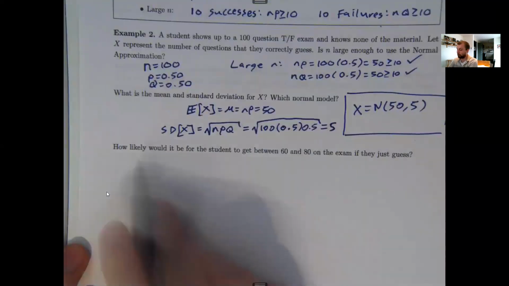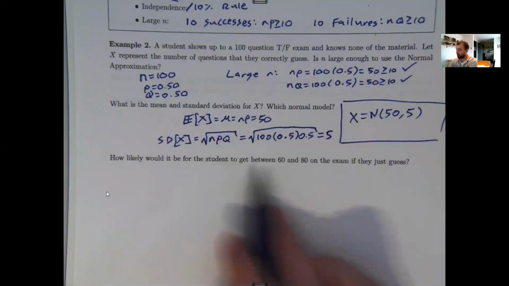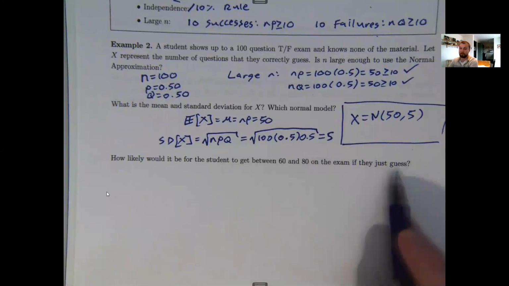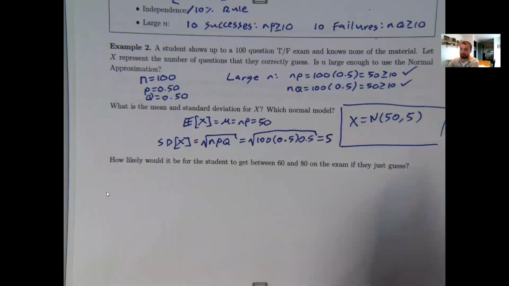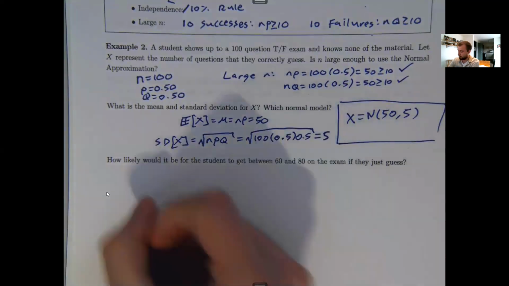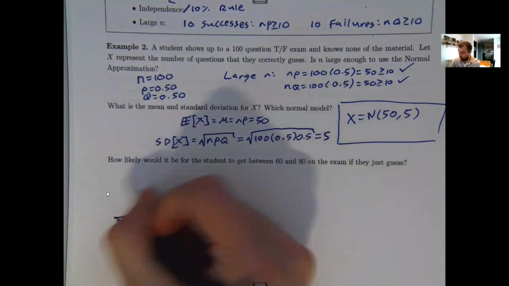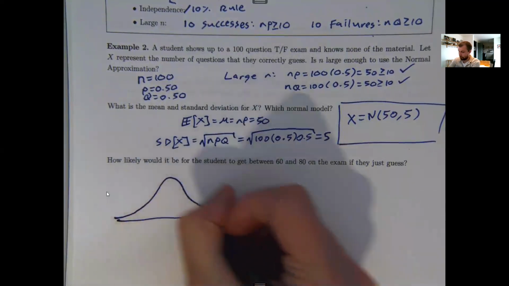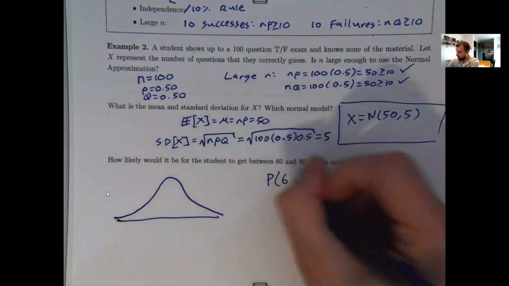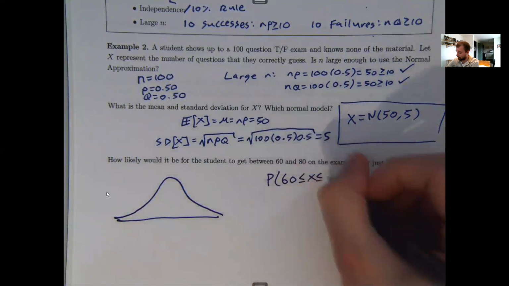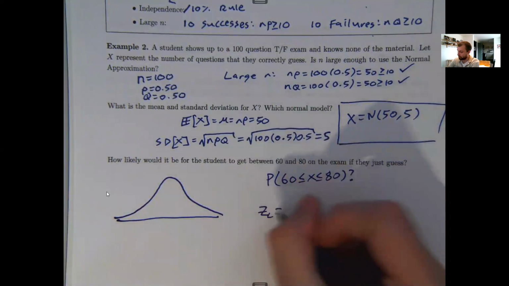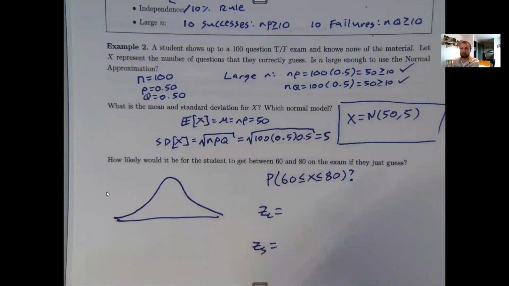So how likely would it be for a student to get between 60 and 80 questions right on the exam if they just guess? Let's use this normal model now to answer this question. And I'm going to do what I do for every normal model. I'm going to draw my picture. This has two numbers. It's looking between 60 and 80. So I'm going to find my two z-scores, and then I'm going to look them up in the table.